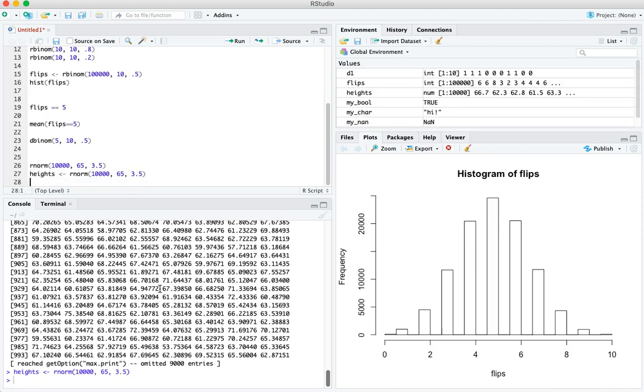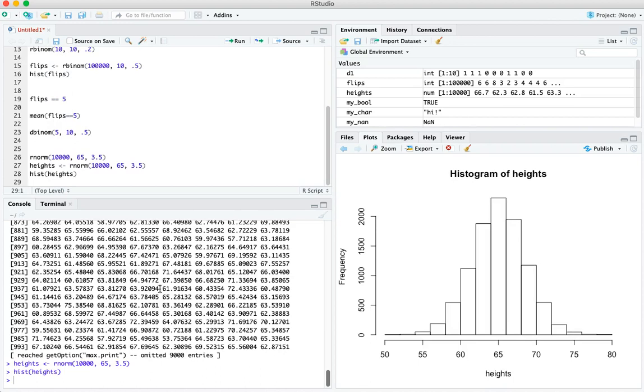All right, so I have my heights variable, and now I'm going to make a histogram of my heights. I'll run that, and we get this beautiful histogram that shows a very nice normal distribution. You might notice that slightly taller than 65 inches is slightly more common here than slightly shorter. Again, this is an experiment. It's not the actual mathematical model.